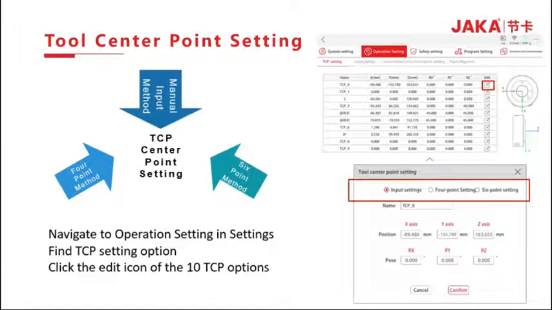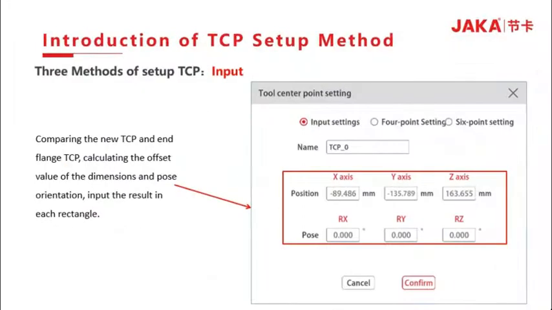If you want to set up a new TCP, there are basically 3 methods for that. 1. The manual input. 2. The 4-point settings. 3. The 6-point settings. During the next slides, we are going to see in detail these 3 methods. First of these 3 methods, input settings. Comparing the new TCP and the end flange TCP, calculate the offset value of the dimension and pose orientation. Then you can input the results in each of the white rectangles.